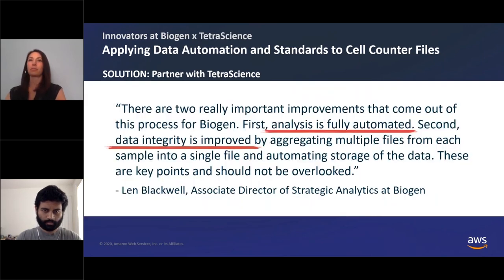So I also love this quote from Len about how the project, or at least this first phase of the project, ended up. He talks about two really important improvements that came out of the process. First, analysis is fully automated, which made a huge difference in the scientist's day. And second, data integrity is improved by aggregating the multiple files from each sample into a single file. Plus, the storage of the data in the archive was automated. So these are key points that he wanted to make sure no one overlooked. So Len, we're not overlooking those points.